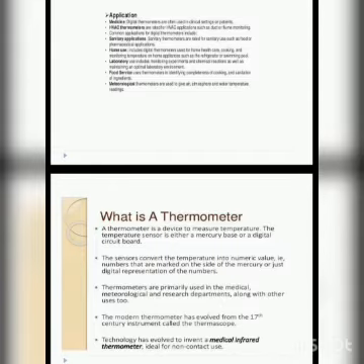Thermometers are primarily used in the medical and meteorological research departments along with other uses too. The modern thermometer has evolved from the 17th century instrument called the thermoscope. Technology has evolved to invent a medical infrared thermometer ideal for non-contact use. Okay, this is about the basics of, or difference between, a digital thermometer and the mercury thermometer.